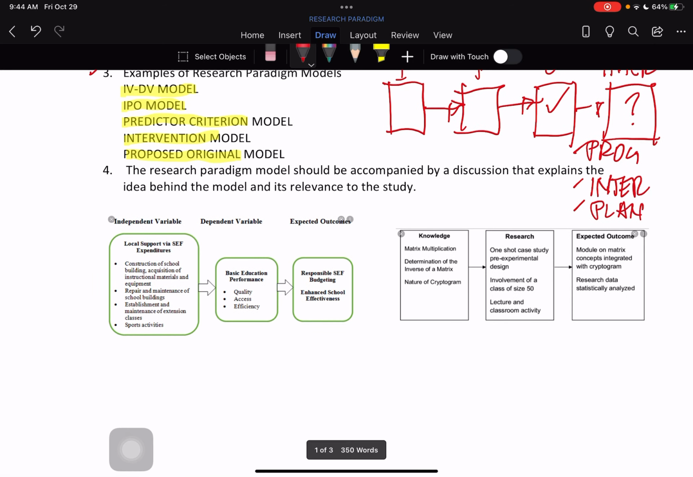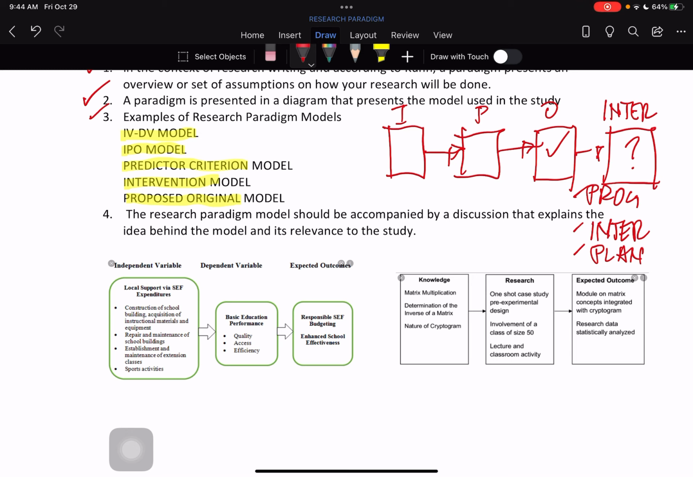So again, after all of this, tips, recommendations, and reminders, we go on to the fourth one. The research paradigm model should not just be a diagram. Okay, this should always be accompanied by a discussion that explains the idea behind the model, and the synthesis is it should explain the relevance of this model to the study that you are conducting. Okay, so try to relate the variables, the process to the study that you are conducting. Do not just present the diagram under the model that you are using.